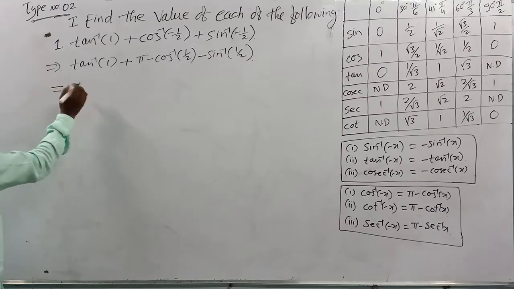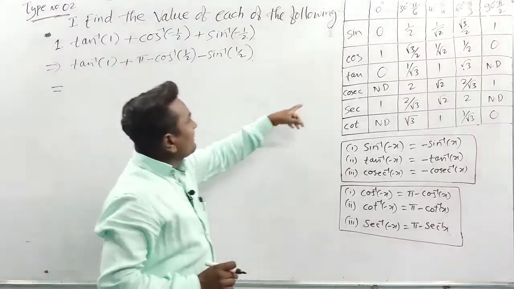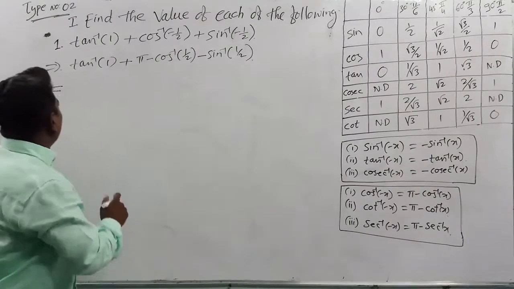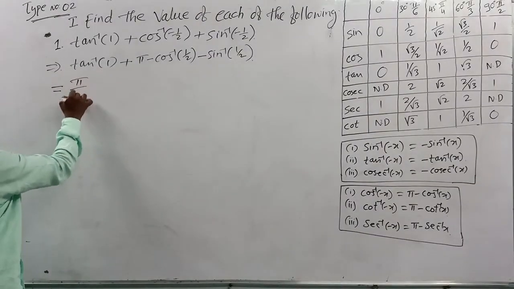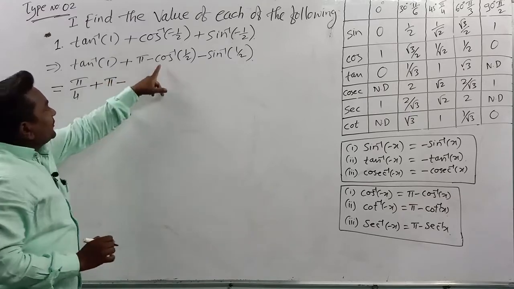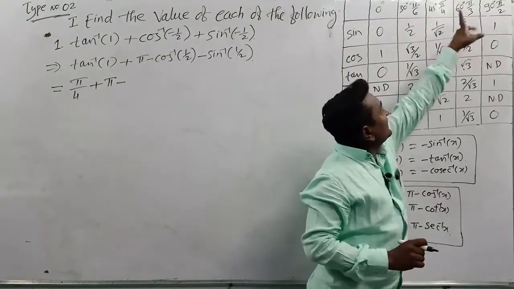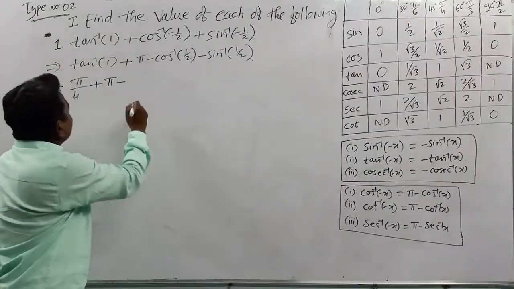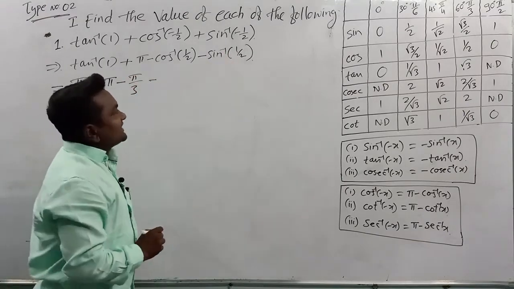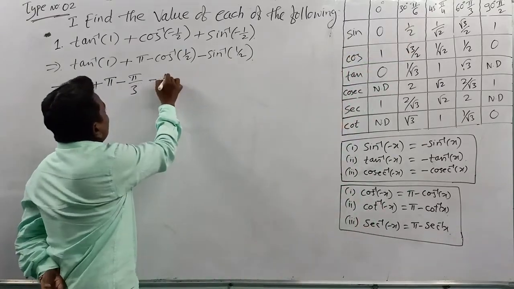Now this is equal to, put the value of tan inverse 1. Tan inverse 1 is equal to how many degrees? 45 degrees, means pi by 4. Pi by 4 plus pi keep as it is, and put the value of cos inverse 1 by 2. Cos inverse 1 by 2 is equal to what? 60 degrees, means pi by 3. Pi by 3 minus sin inverse 1 by 2. Sin inverse 1 by 2 value is pi by 6.